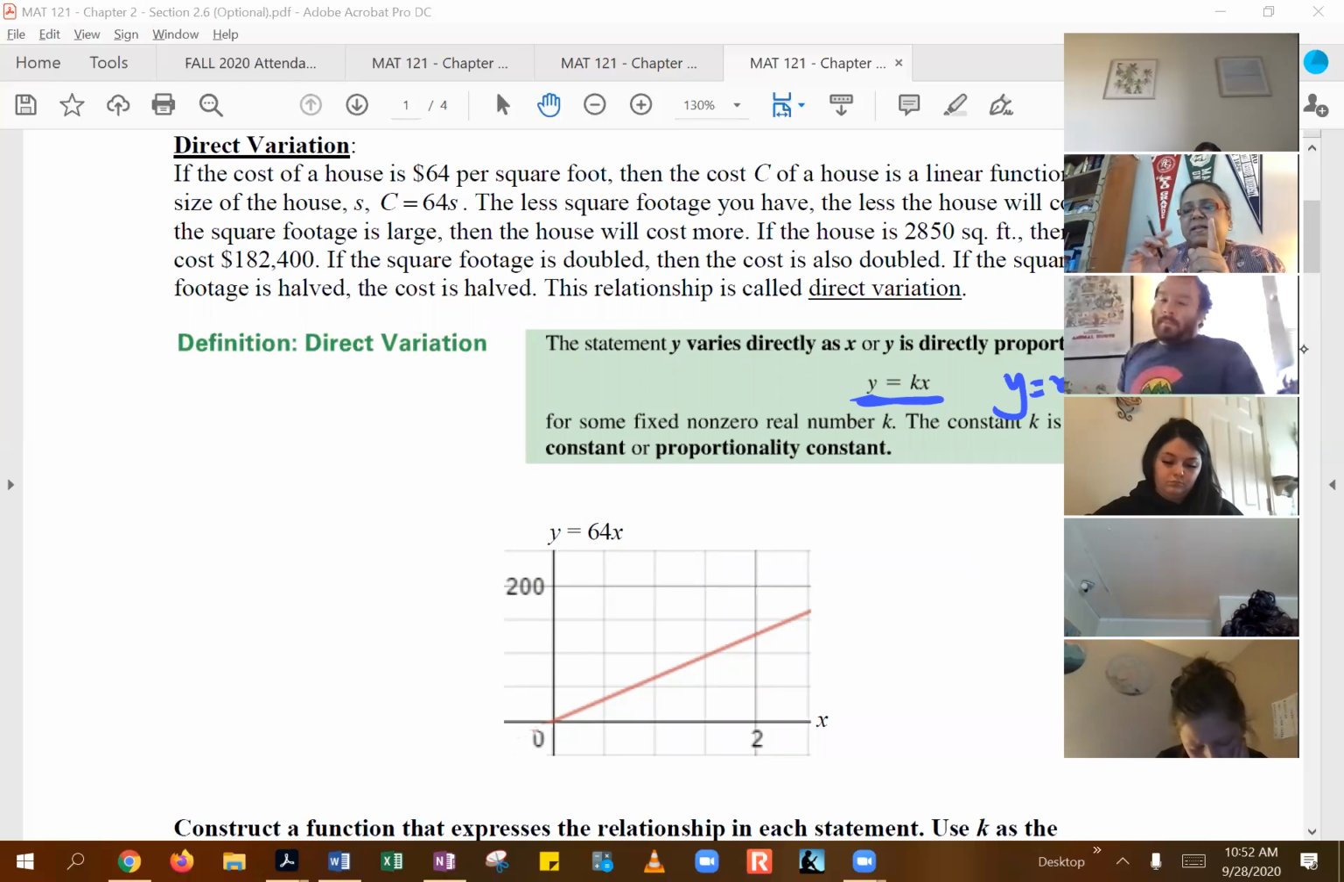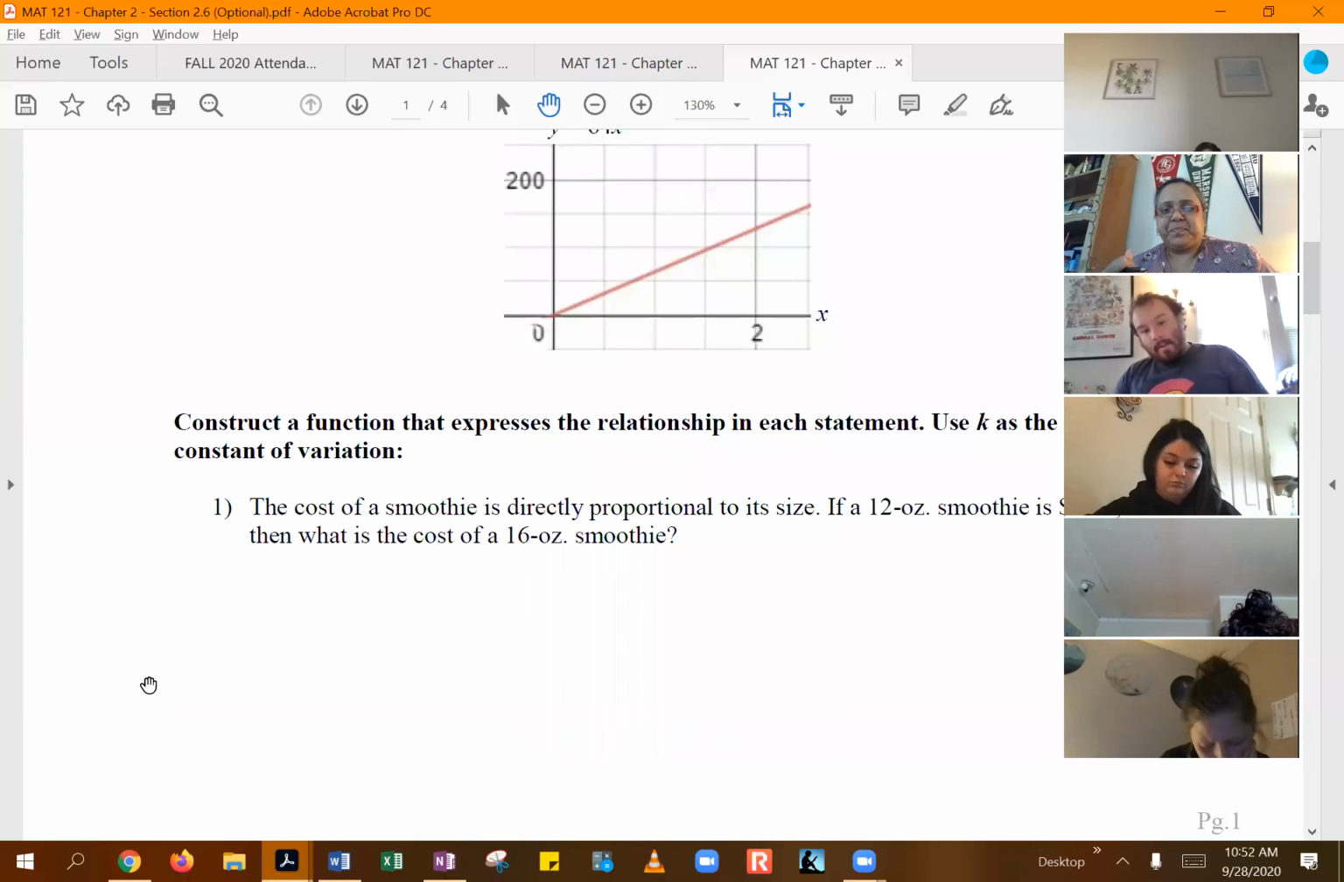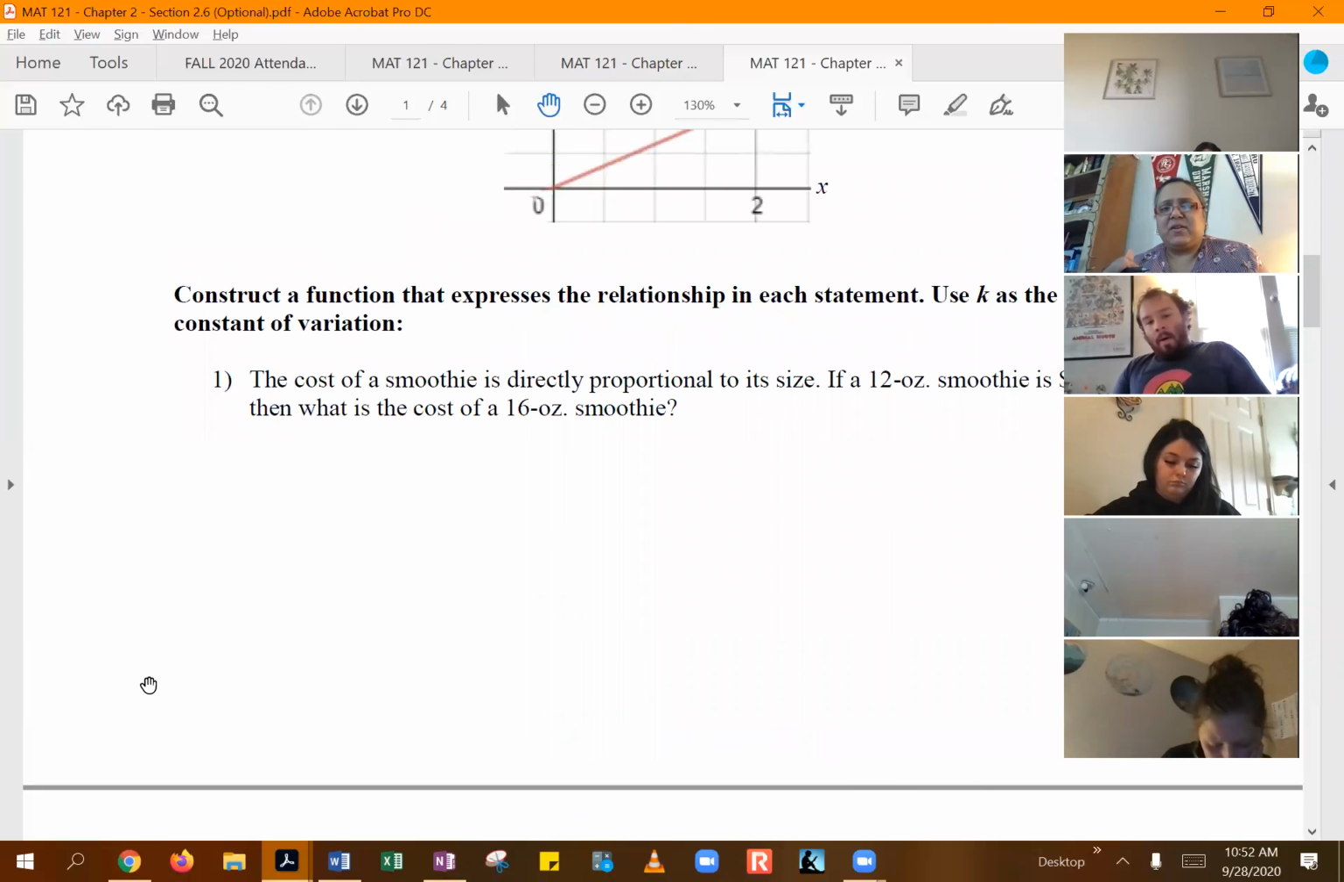mx plus b format, except your b is 0. So the idea is if the x value is getting really large, the y value also gets large. If x is getting smaller, your y is also getting smaller. So that's what happens with direct variation. And you can think of this example: if you buy a bigger size smoothie, you end up paying more money, right? If you buy a smaller size smoothie, you pay less money.